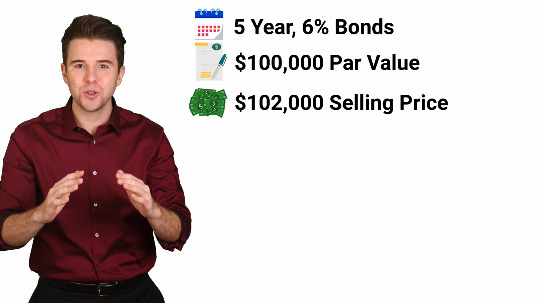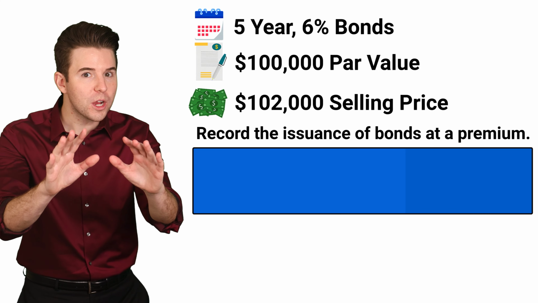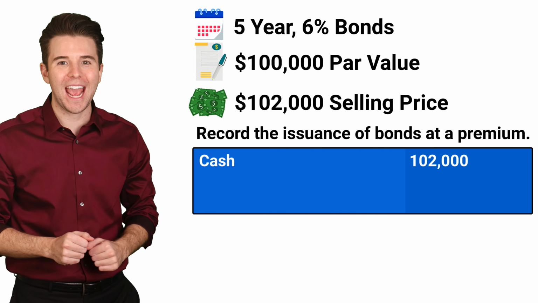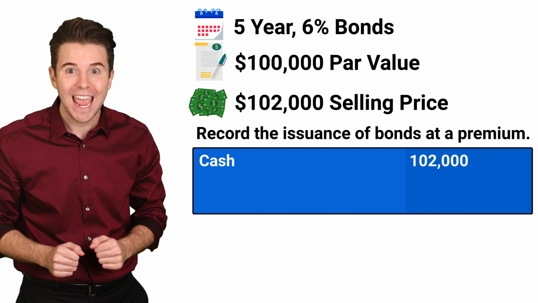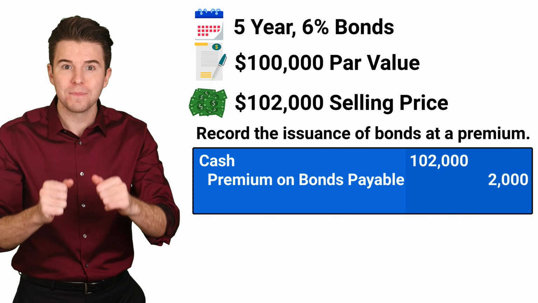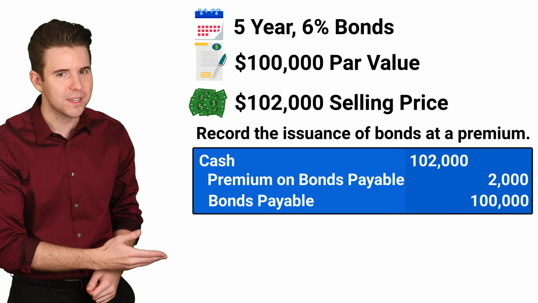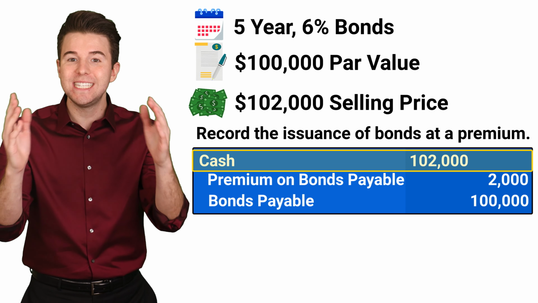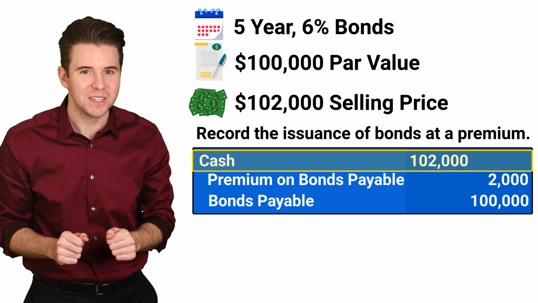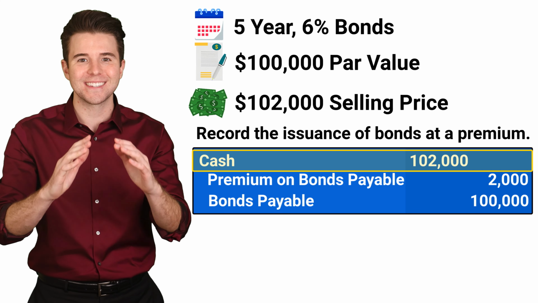of $102,000. To record the issuance of the bonds, we record a debit to cash for $102,000, a credit to premium on bonds payable for $2,000, and a credit to bonds payable for $100,000. Cash is debited for $102,000 because this is the cash received from the sale of the bonds.